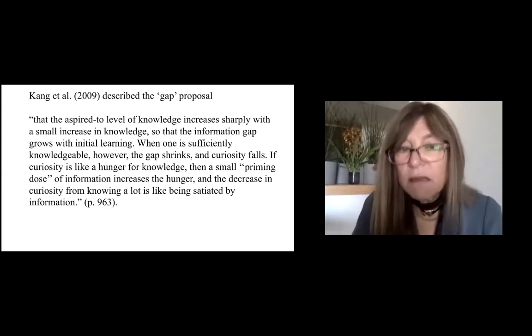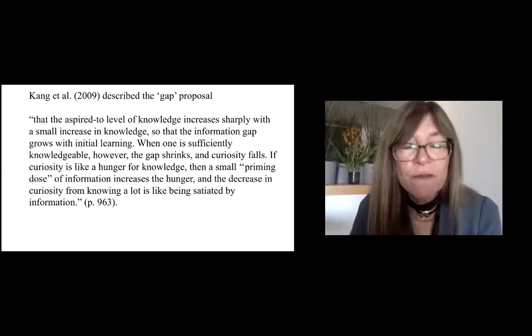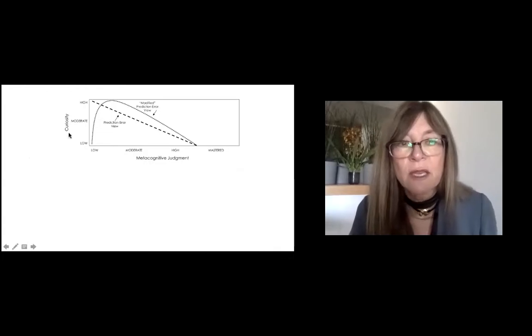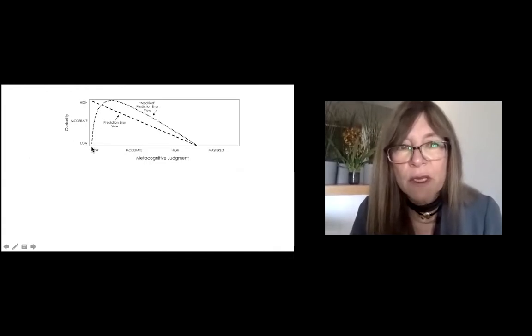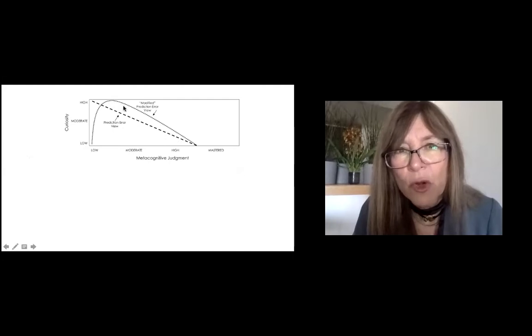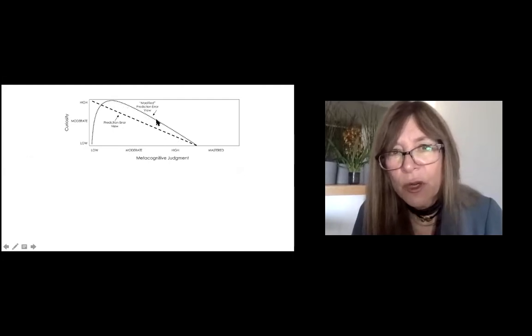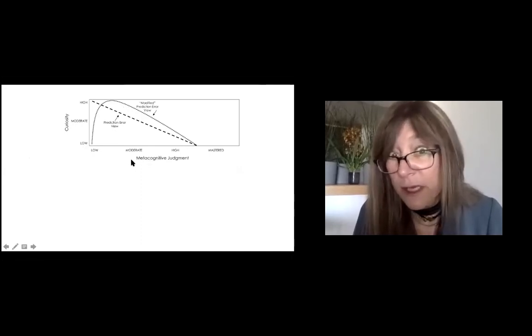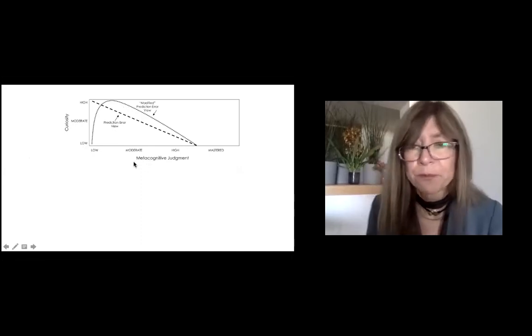So he's still holding on to the prediction error view, but there's this thing going on at the end. And this is the priming dose. So at the very low end, if you realize that you don't know, then you very quickly become very curious. But then as you get more information, your curiosity decreases, according to this view. And this is now a metacognitive judgment.